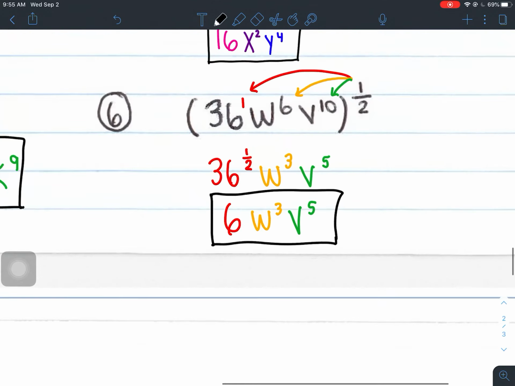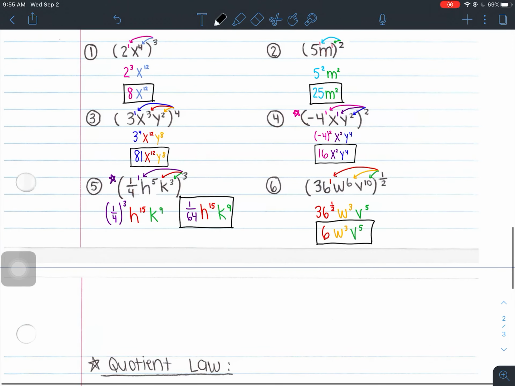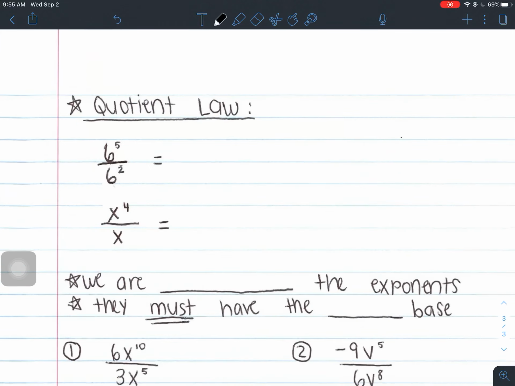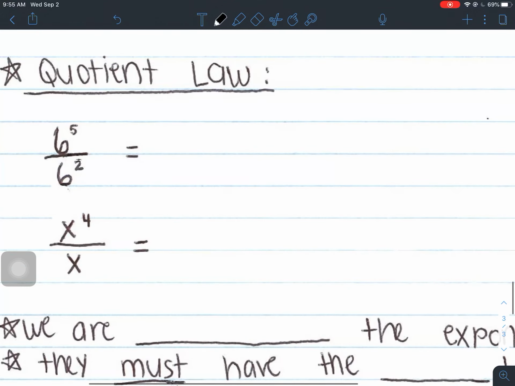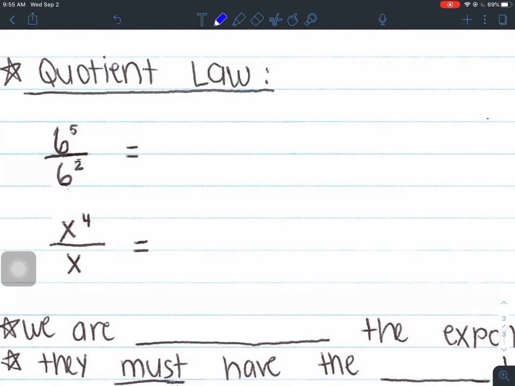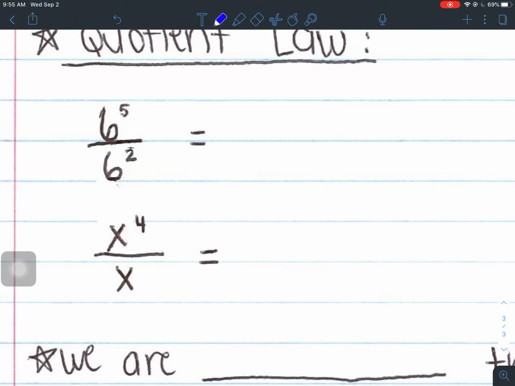Oops. Okay. All right, we have the last page left, which is the quotient law. So we have 6 examples there. So we're going to go through these. Now the quotient law, all right, and I will go over the law in a second. We're going to go ahead and do our little testing, right? We're going to test this. So what does 6 to the 5th mean? Well, 6 to the 5th means I have 6 times itself 5 times, right?